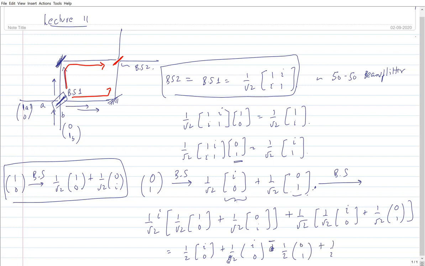This is just algebra. You can do it. These two paths cancel out. I essentially get iota 0. That essentially means that after these two beam splitters, all the light I detect is in one of these guys. It's going to be iota 0, and this detector has no amplitude.